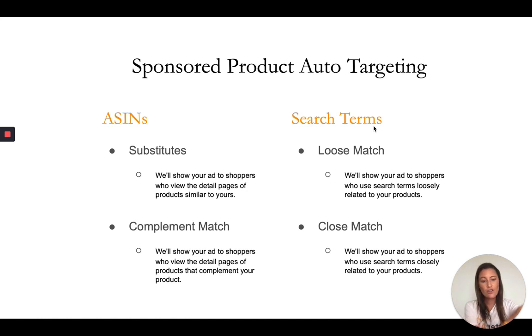Now, the other 2 targeting types, loose match and close match, are for search terms. They're going to show your ad to shoppers who use search terms loosely related to your products. So basically, they're going to show up in the search results. If someone types soccer ball, your ad's going to show up in the search. Now, if someone types soccer ball, clicks on a competitor listing, your ad's going to show up directly below if substitutes and complements match is turned on.